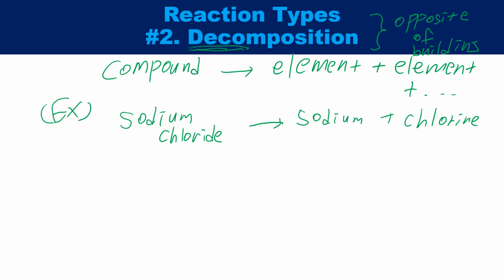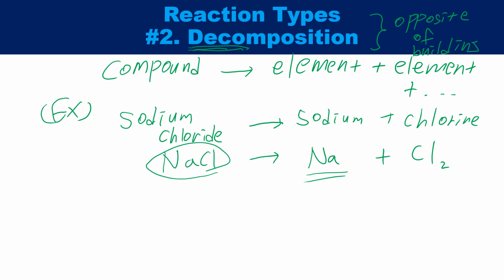So if you really want to use a chemical symbol, NaCl turns into Na and Cl2. As you may notice, I didn't even balance. I'm going to talk about balancing as time goes on, but as soon as you realize, oh, you know what? I'm starting with a compound, but I'm having an element, check, and another element. I now know that this is a decomposition chemical reaction.